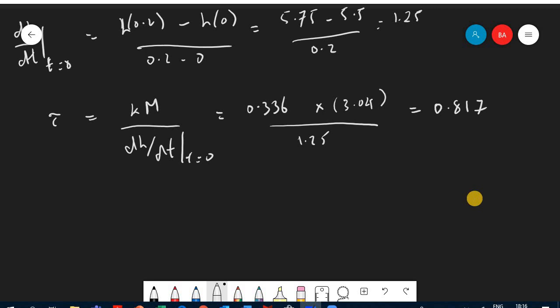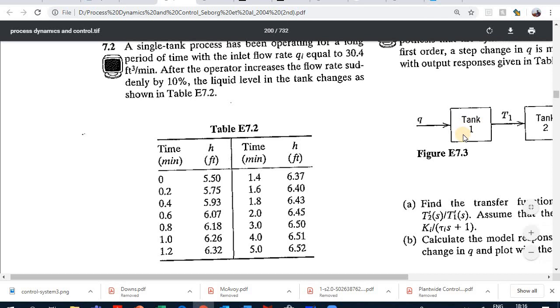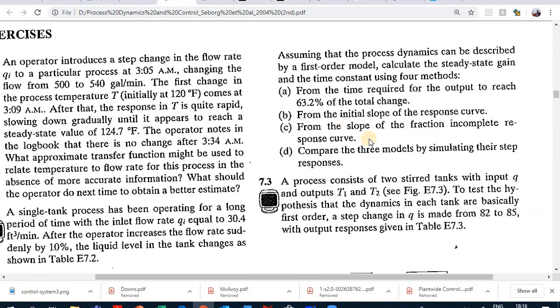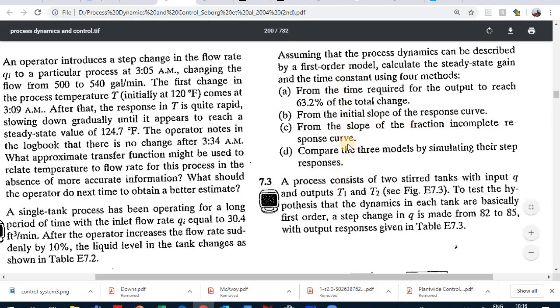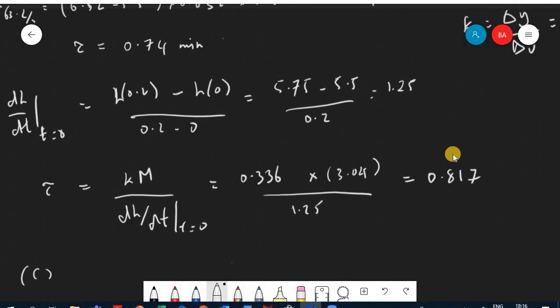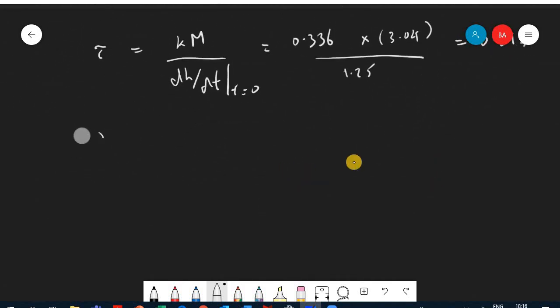Now if we look at the third method, it wants us to find it through the slope of the fraction incomplete response curve. I think we have not taken the fraction incomplete response curve, so I'm going to keep that out. As I told you, there are many different methods, and it wants us to compare them. So I can just compare the 0.817 with the 0.74, and you can see there is a little difference between these two. So that was for 7.2. We have solved up to 7.2.